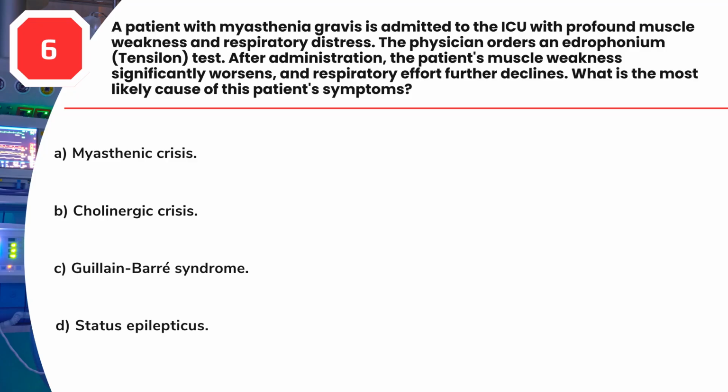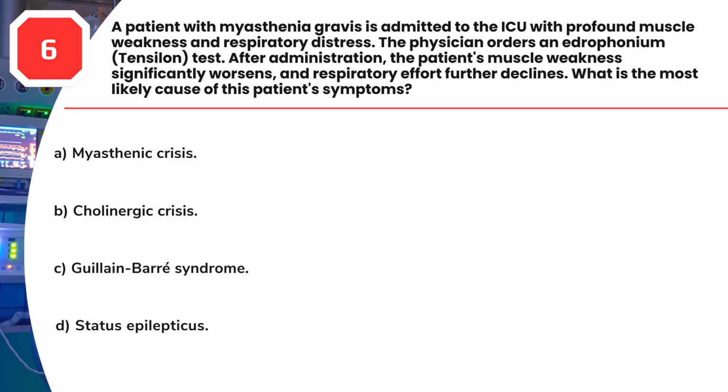Question 6. A patient with myasthenia gravis is admitted to the ICU with profound muscle weakness and respiratory distress. The physician orders an edrophonium, Tensilon, test. After administration, the patient's muscle weakness significantly worsens, and respiratory effort further declines. What is the most likely cause of this patient's symptoms? A. Myasthenic crisis. B. Cholinergic crisis. C. Guillain-Barré syndrome. D. Status epilepticus.